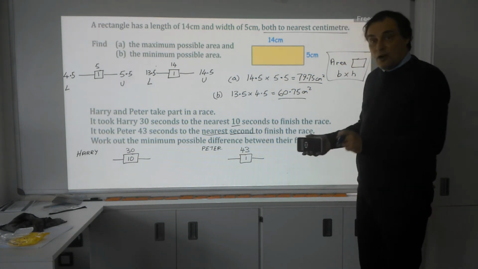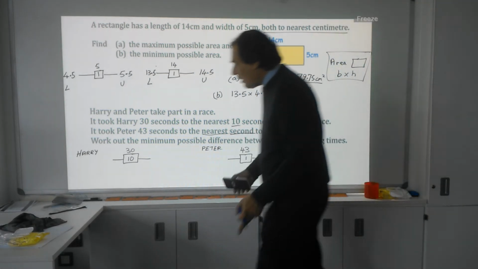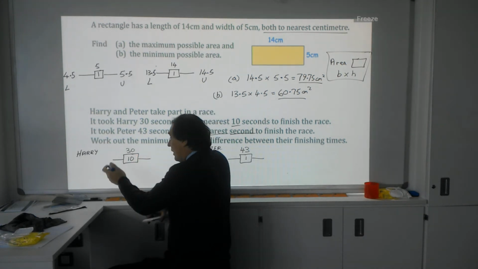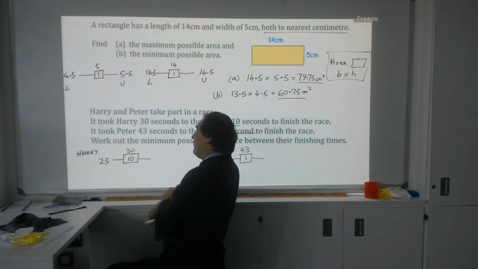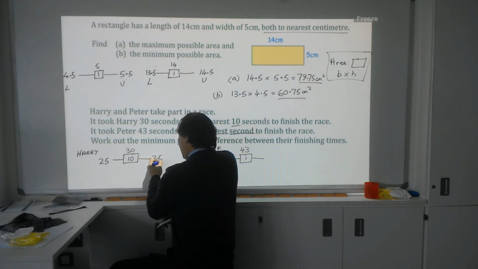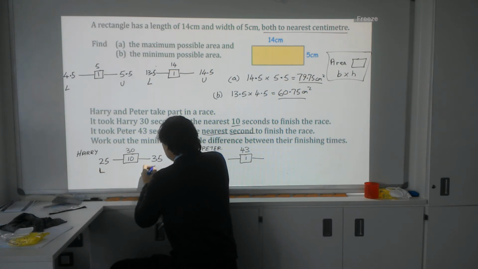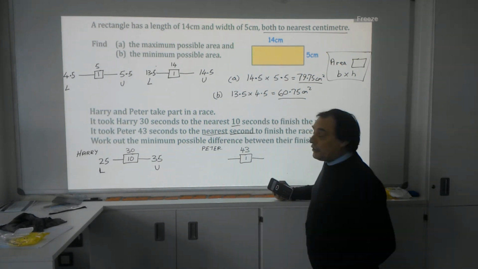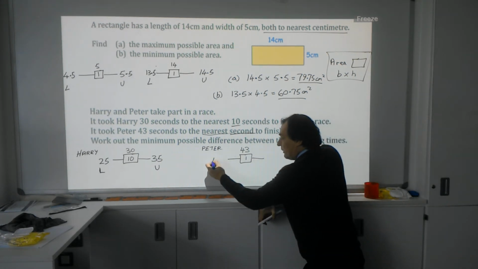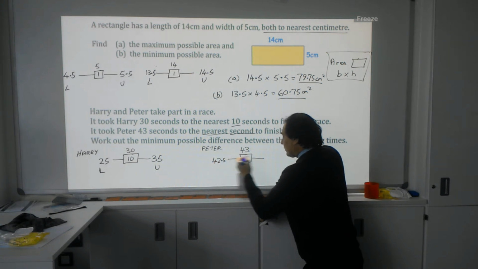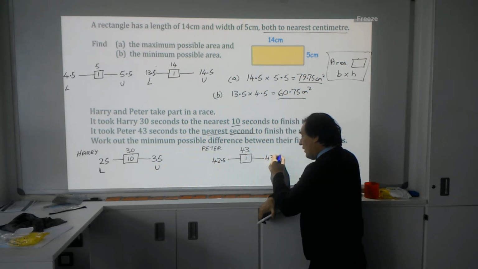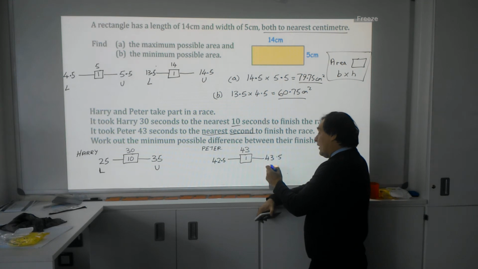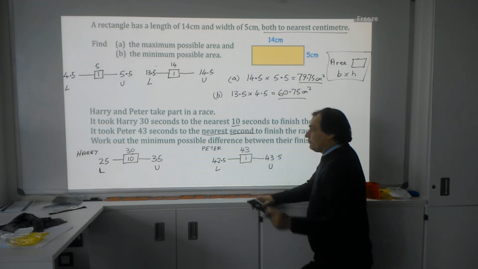So let's focus first of all on working out the upper and lower bounds. We've got 30 to the nearest 10, so half of 10 is 5, so we go 5 down from 30, which gives us 25. 5 up from 30 gives us 35. That's our lower and upper bounds there. Now Peter, he's a slow coach, isn't he? We've got 43, so half of 1 means he's going to be 42.5, and the upper bound is 43.5. Remember our check here, the difference between these two is the 1, so we know we've got it right.